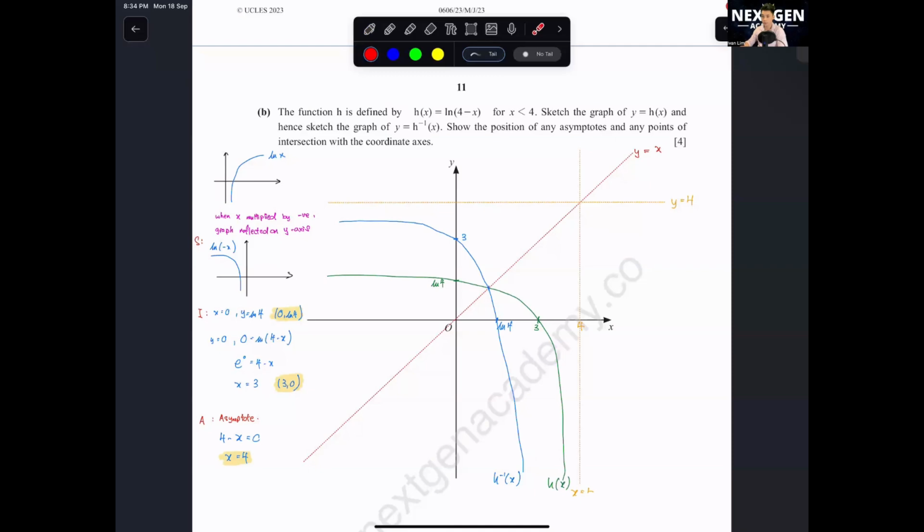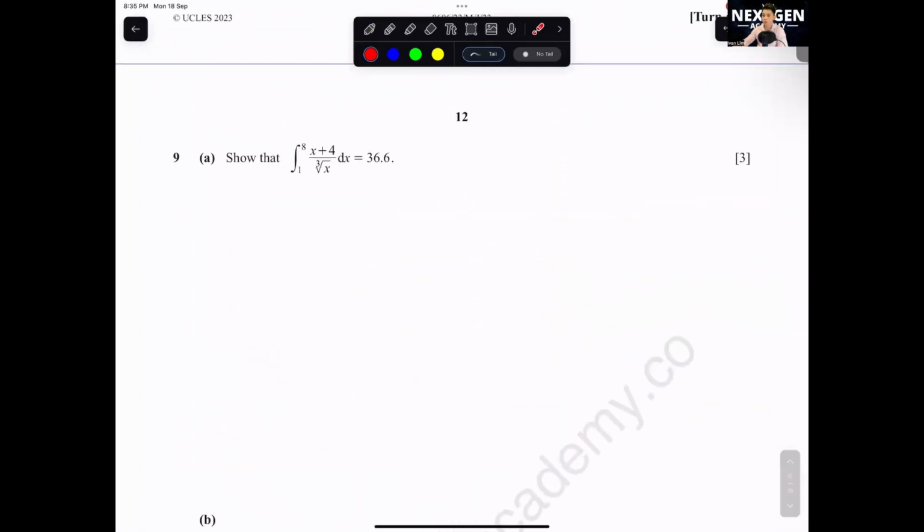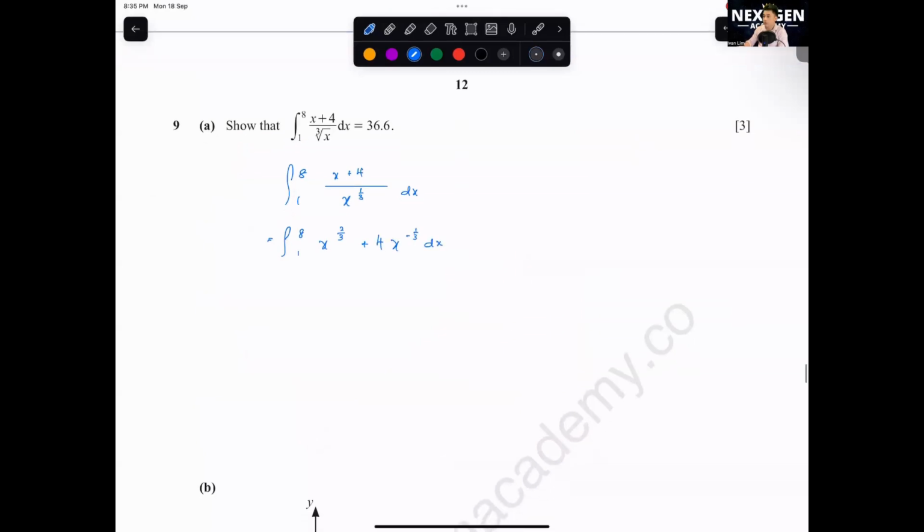Okay, let's go to question 9. Question 9a. We need to show this integration. So let's show this one. I'm going to change it to the power of 1 over 3 first. So the integral of x plus 4 over x to the power of 1 over 3 dx. We simplify it first. So this will become x to the power of 2 over 3 plus 4 x to the power of negative 1 over 3 dx.